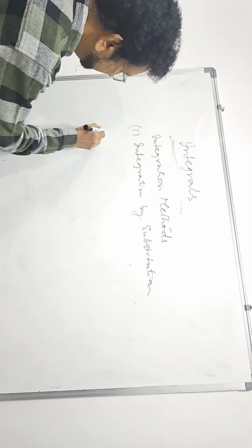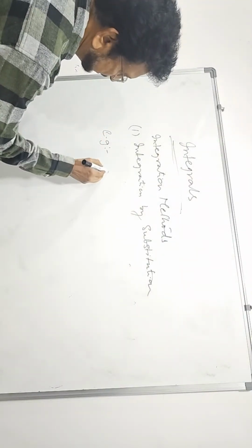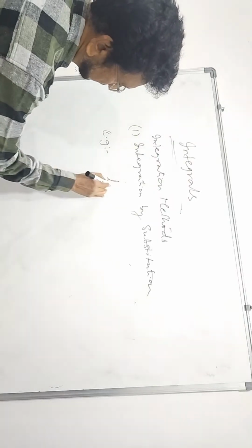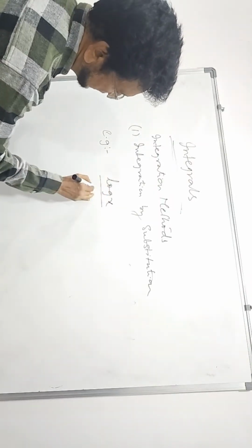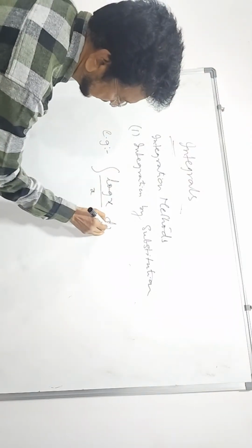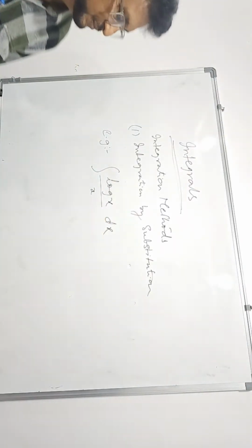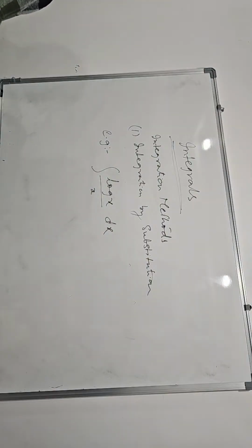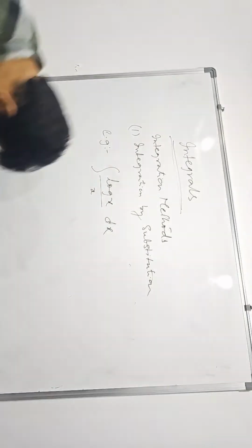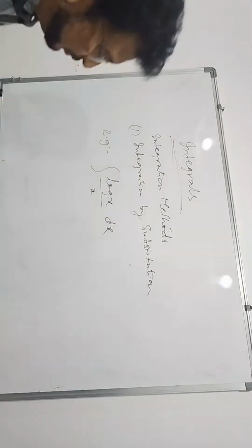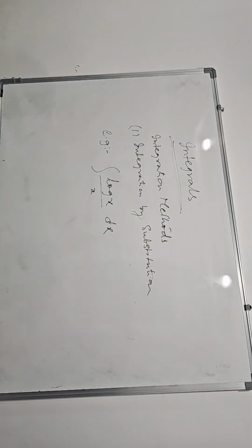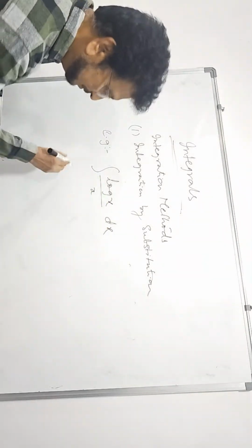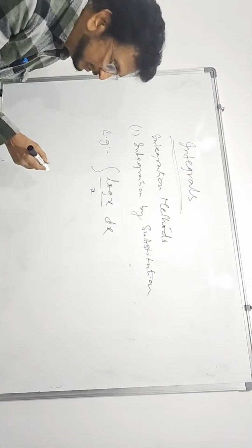See here, a simple example I will give you. Log x by x with respect to x, find the integration. Here simply you have to see that log x is equal to t, you have to suppose. If you suppose log x is equal to t, what happens? D by dx of log x is 1 by x. It is there already in it. Therefore we are substituting correctly.